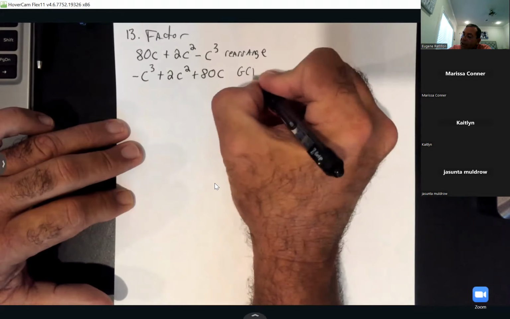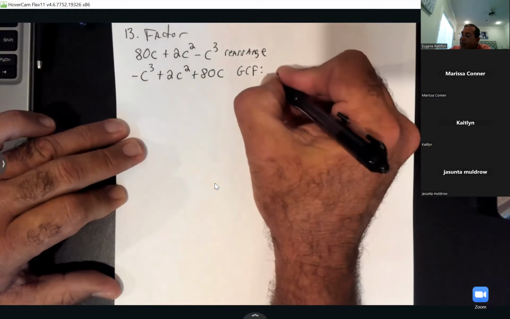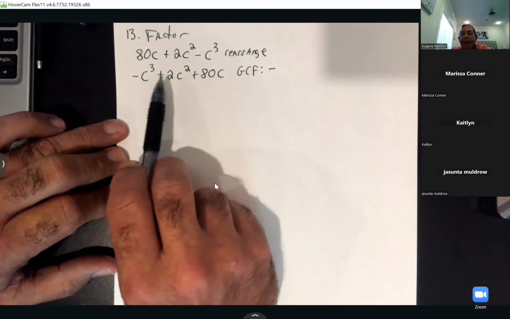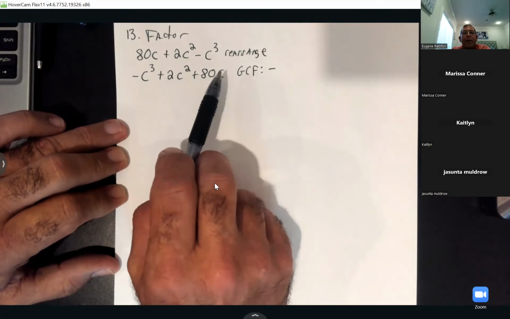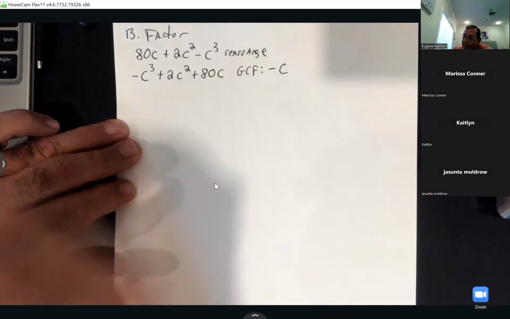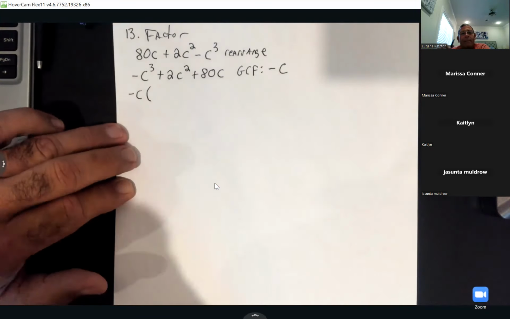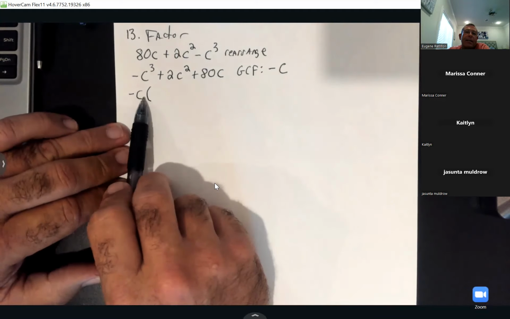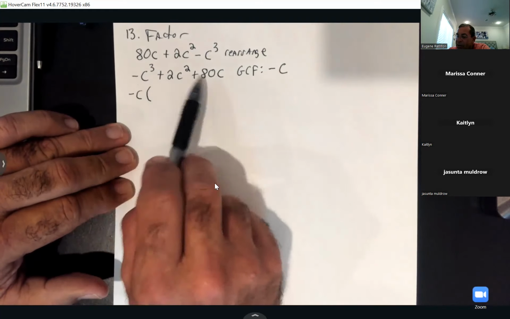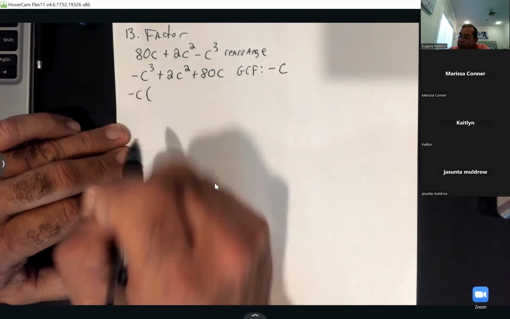So we definitely got some GCFs here. Since we got a negative in front, we got to factor out that negative. And y'all look at this. All 3 of these have at least one c in them. So we're going to factor out a negative c from all of this. So bring our negative c out front. And if you remember, factoring out a negative c is going to take one c away from everybody. And that negative is going to change all the signs when I put them in these parentheses.